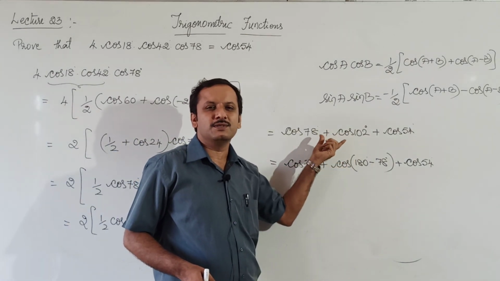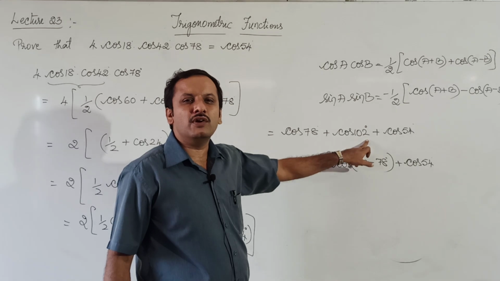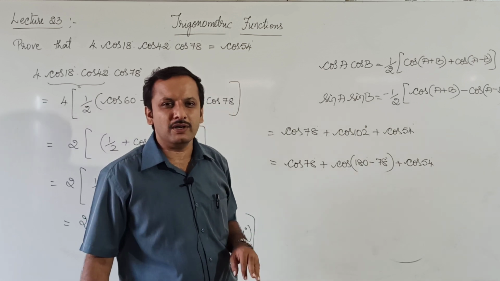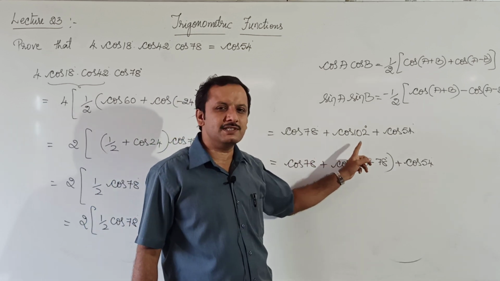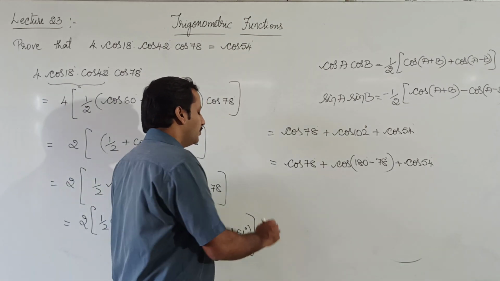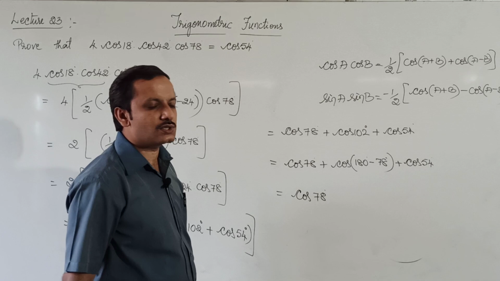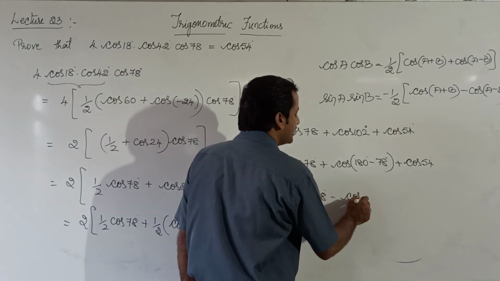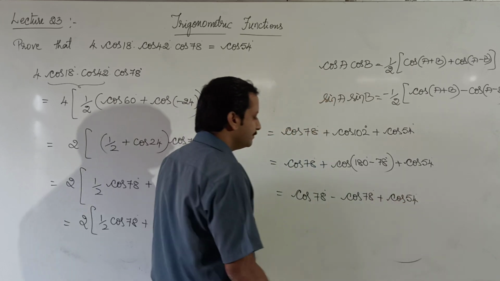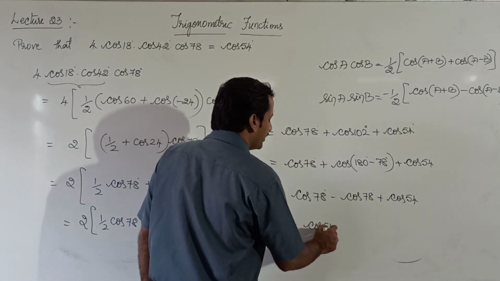Directly I cannot cancel the two terms, so I have to find some way to eliminate them. So I am writing 102 degree as 180 minus 78. Why 180 minus 78 only? Because 78 is here, so I want to express this in terms of 78, and we know the formula for cos 180 minus theta. Cos 180 minus theta is equal to minus cos theta. So this will become minus cos 78 degree plus cos 54 degree. Cos 78 and cos 78 get cancelled, so we will get the answer as cos 54 degree.